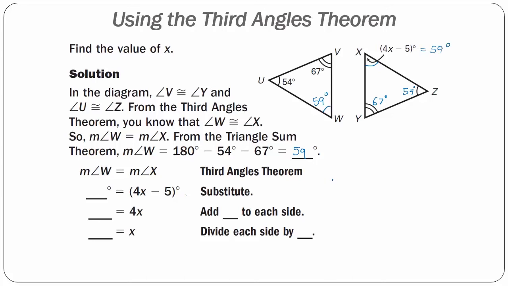And then we can set up an equation where 4x minus 5 is equal to 59 degrees using the third angles theorem. Solve for x, add 5 on both sides. 59 plus 5 is 64. Isolate x by dividing by 4 on both sides, and 64 divided by 4 gives us 16. So x is equal to 16.